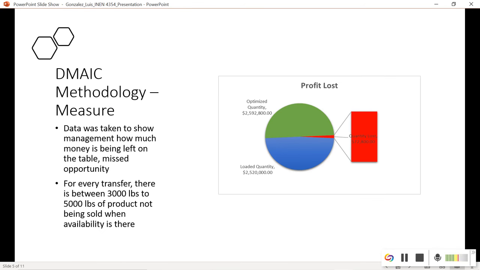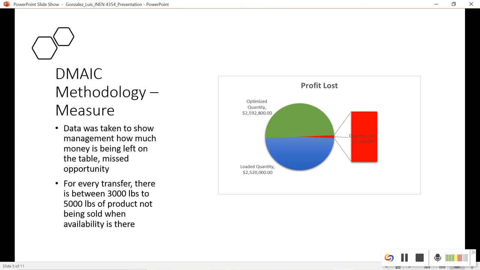In the measure phase of the DMAIC methodology, the project was further looked at to record data on the issue of the valve not closing. Once the data was taken, it was vital to show management how important it is to implement a maintenance program to allow maintenance to inspect the equipment to fully function whenever it's needed. In order to do this, it was important to show them how much profit is actually being left on the table. In other words, missed opportunity.